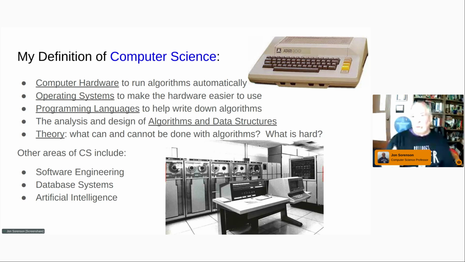I like to think of it in terms of levels. So we have the bottom level, which is the computer hardware. Computer hardware is there to run algorithms automatically for us so that we don't have to do it ourselves. I've got a picture here of an Atari 800. That was my first computer in high school. It had one of those modems with the suction cups, and you could put the phone in the suction cups and dial up, and it connected to a television for the screen. This was before computers all had mice. That was a long time ago, but it was fun.